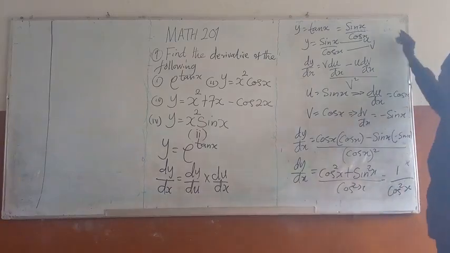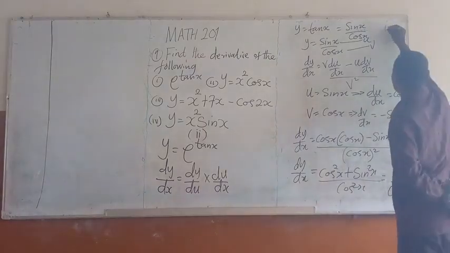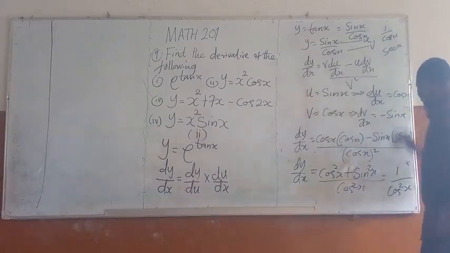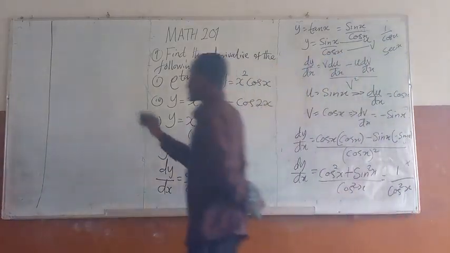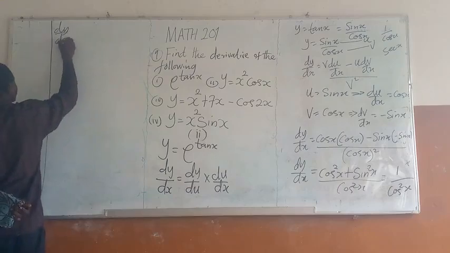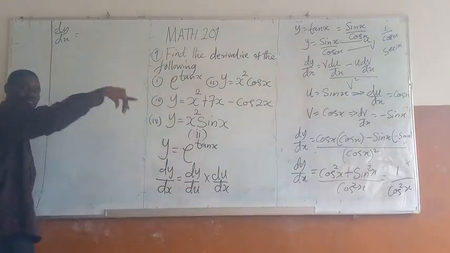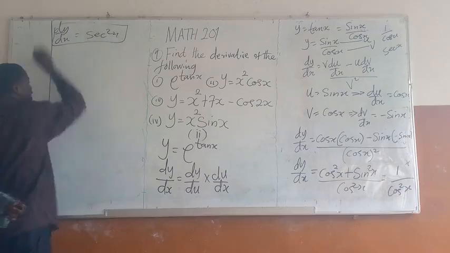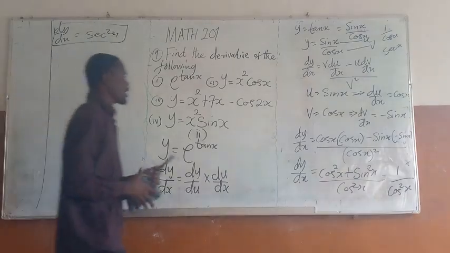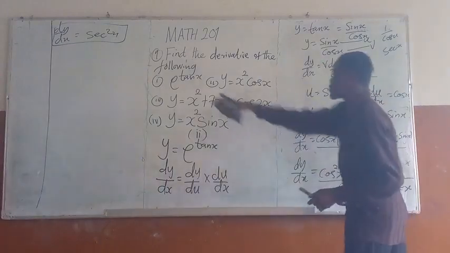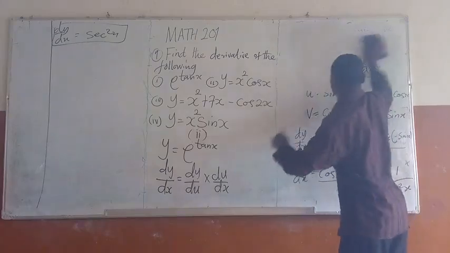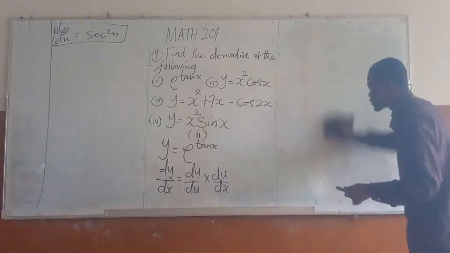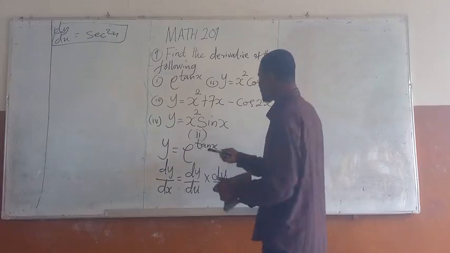In trigonometric identity, 1 over cos x is sec x, and this one carries a square, so dy/dx is sec squared x. Which means when you differentiate tan x, we get sec squared x. That's not the question given to us, but it's related to it. That is why I solved this, to confirm that when you differentiate tan x, you get sec squared x.